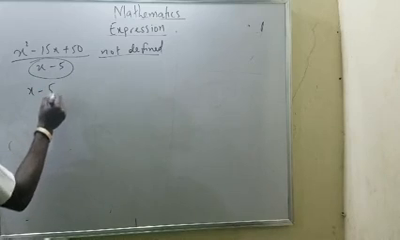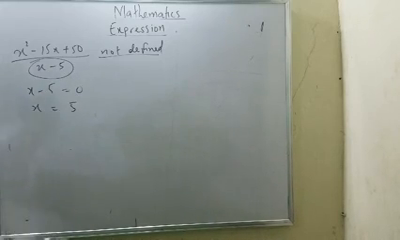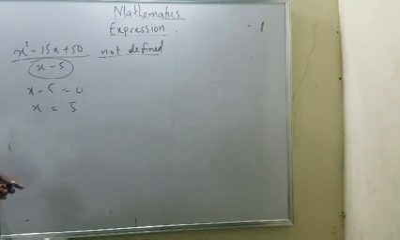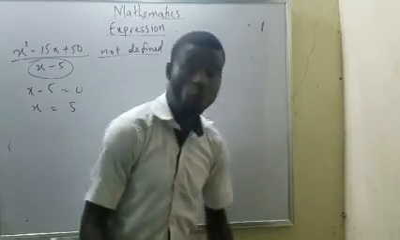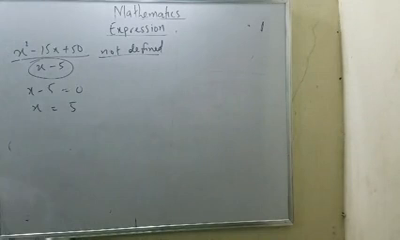X minus 5 equals to 0. My x equals to 5. It means when I put 5 here, the expression will be what? Undefined, not defined. If I put 5 here, it means what is up divided by 0, it will be what? It will be undefined. That's what I mean there. Now, let me move on to another one that can also be of help to us.